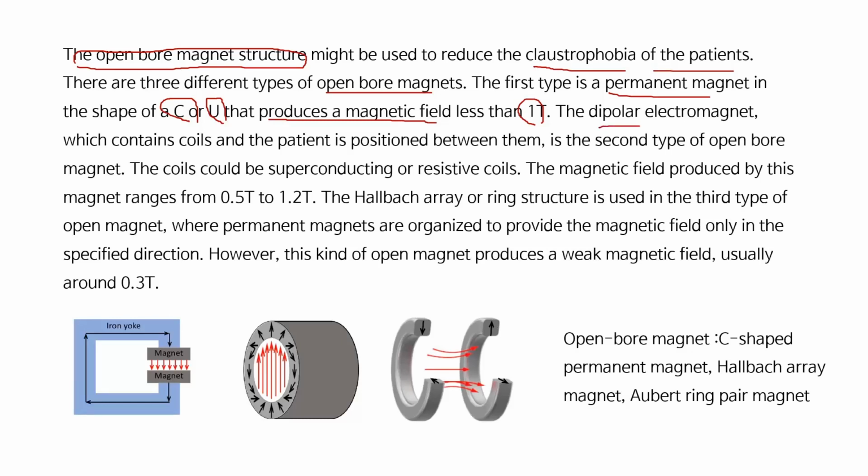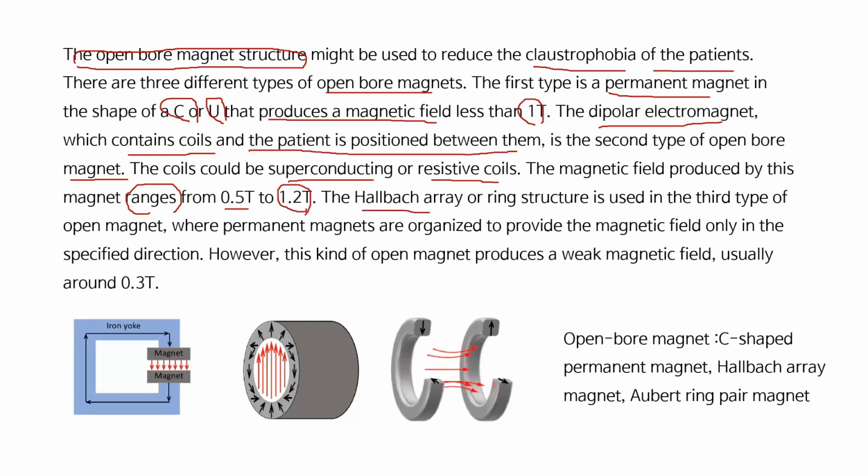The dipolar electromagnet, which contains coils with the patient positioned between them, is the second type of open bore magnet. The coils could be superconducting or resistive coils. The magnetic field produced by this magnet ranges from 0.5 Tesla to 1.2 Tesla.